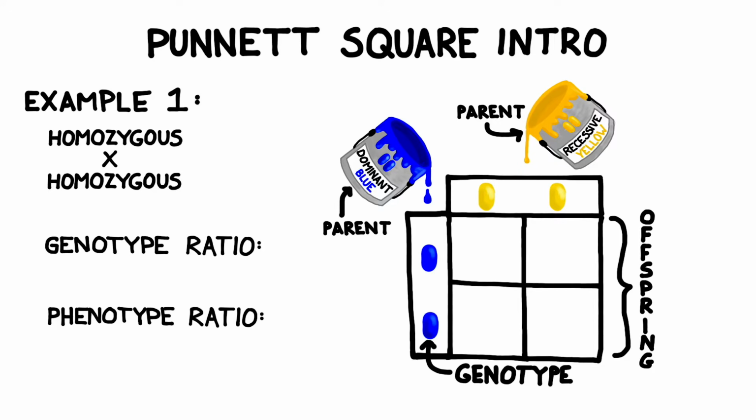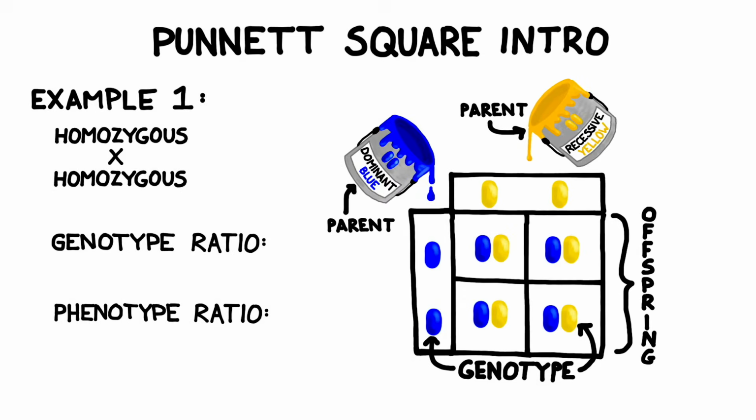In this scenario, because one parent has only blue alleles and the other parent has only yellow alleles, all of their offspring will have one blue and one yellow copy of the paint color gene. When we fill them in, these are the possible genotypes for the offspring. We have 0 homozygous dominant offspring, 4 heterozygous offspring, and 0 homozygous recessive.